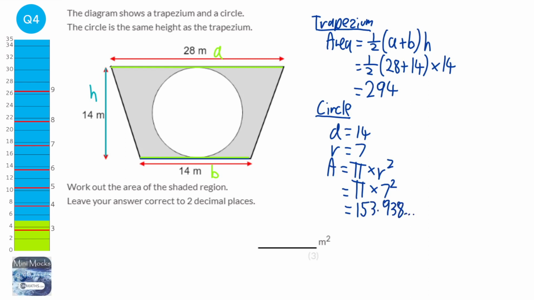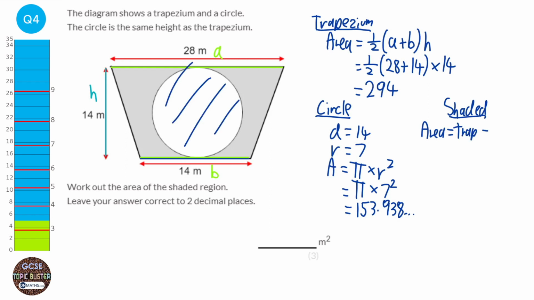153.938 and so on. Now I'll keep that in my calculator, because next thing we'll do is the shaded area part. And it says we want to work out the area of the shaded region. So the area will be the total area, which will be the trapezium, take away the area that we don't want, which is this bit here, which will be the circle.